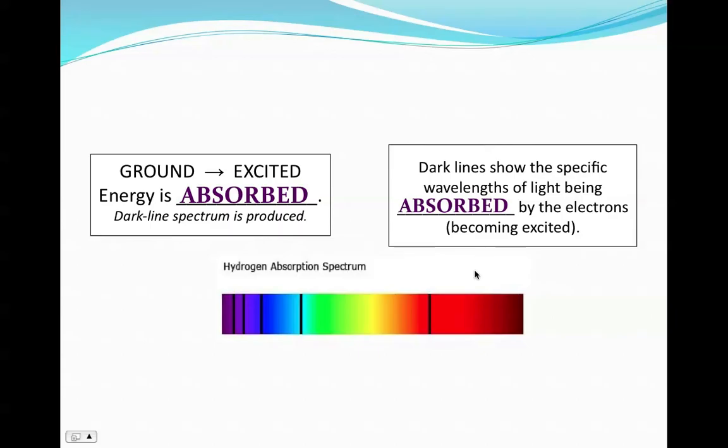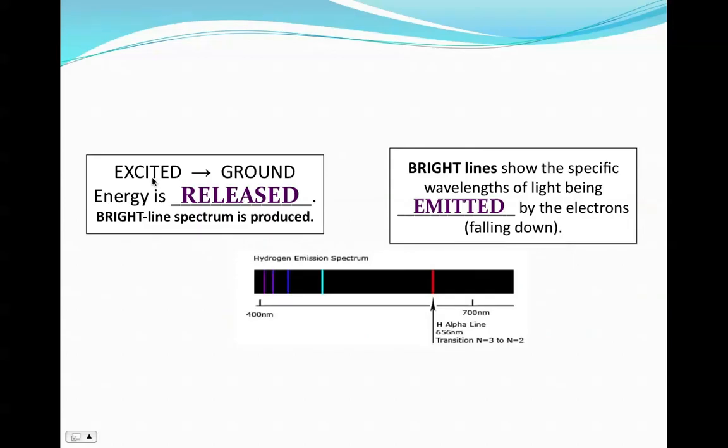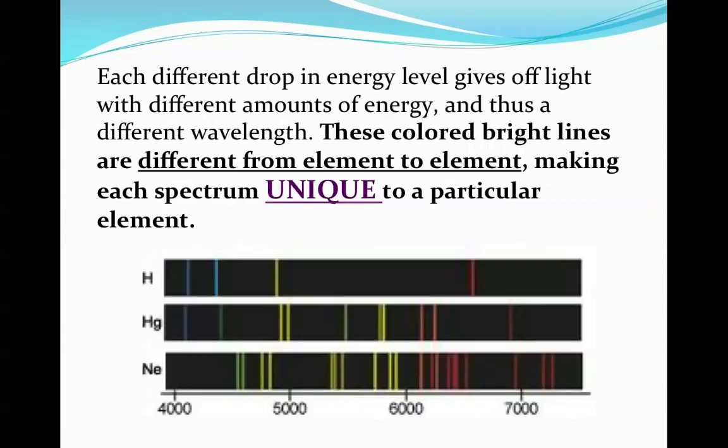Now remember, this is unstable, so when the electrons go from the excited back down to the ground state, energy is released, and this bright line spectrum is produced. So the same wavelengths that were absorbed are now getting released by the electrons, and we can see it by the different colors of light and wavelengths on an emission spectrum. So the bright lines again show the specific wavelengths of light being emitted by the electrons as they fall back down to a lower energy level.